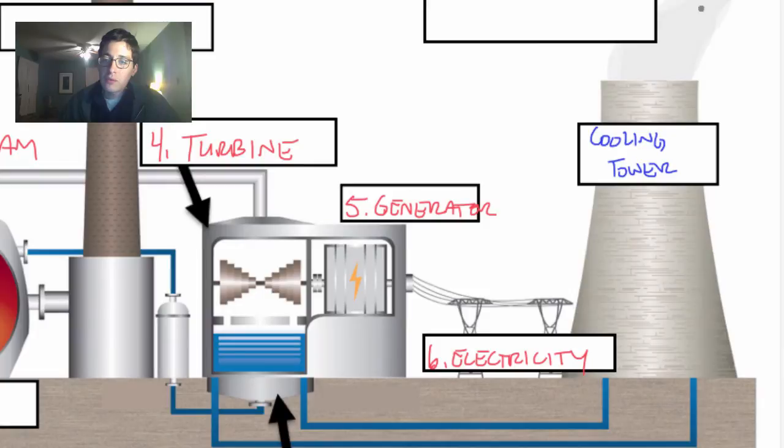Coming out of the cooling tower is just water vapor, H2O vapor. This is not pollution. You've probably seen these cooling towers. They're more familiar with things like nuclear power plants, but power plants in general have these cooling towers, and the big white puffy clouds of water vapor come out.